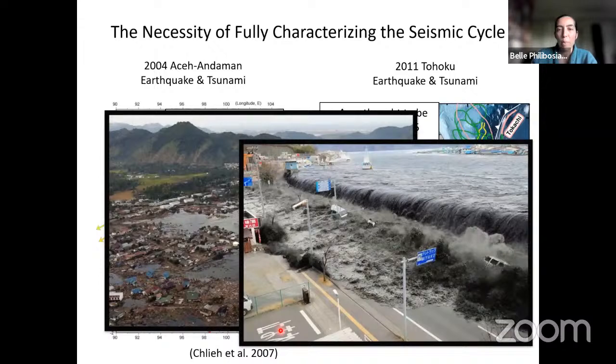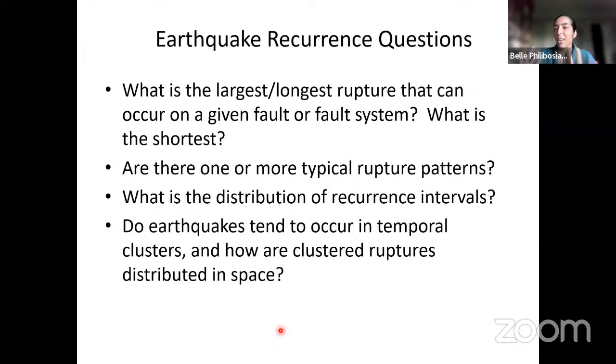And because these earthquakes and tsunamis were not anticipated, of course, there were really tragic and devastating results. So in order to anticipate the future events, the earthquake recurrence questions that we would like to answer are, we would like to know what is the largest or longest rupture that can occur on a given fault or a fault system.